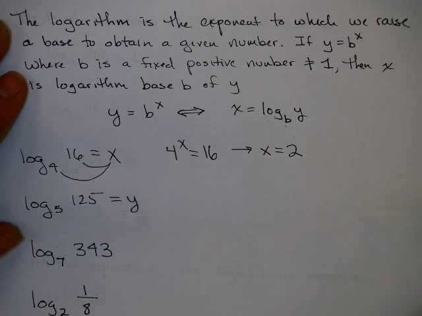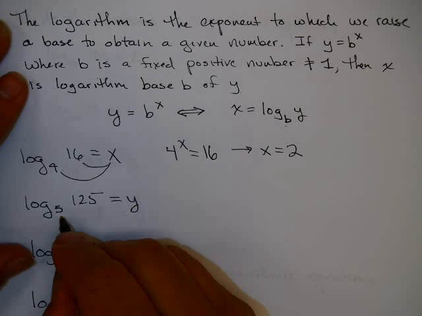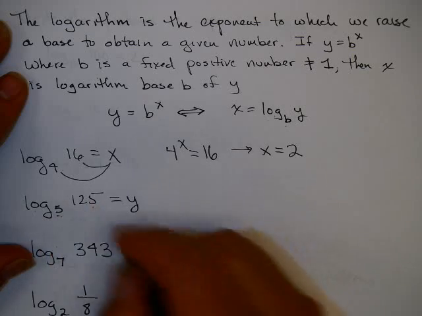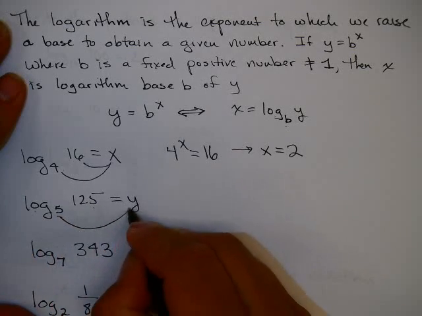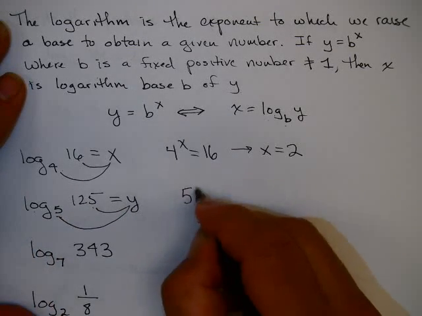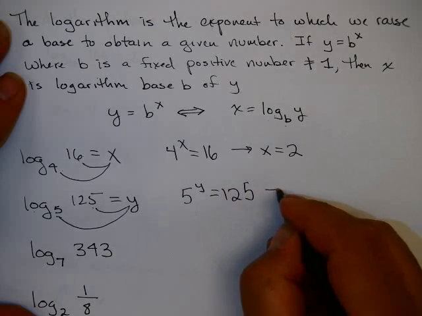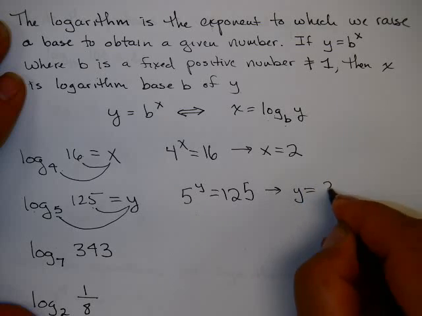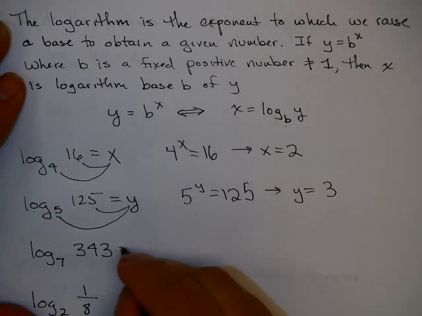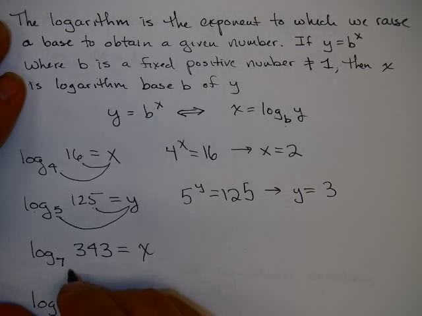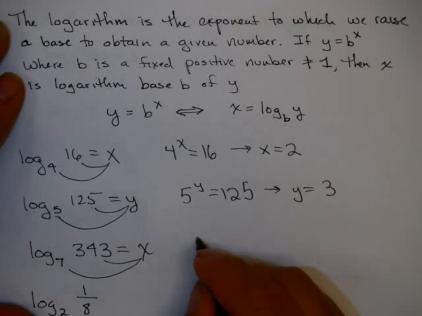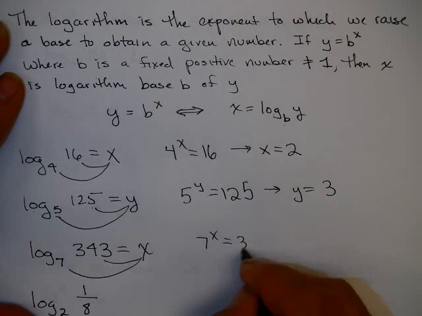Here, I'm going to set this equal to something. This time I'll use y. I'm going to say log base 5 of 125 is asking 5 raised to what power equals 125. If you think about that for a moment, you'll see that the answer is 3. Here, 7 to what power equals 343.